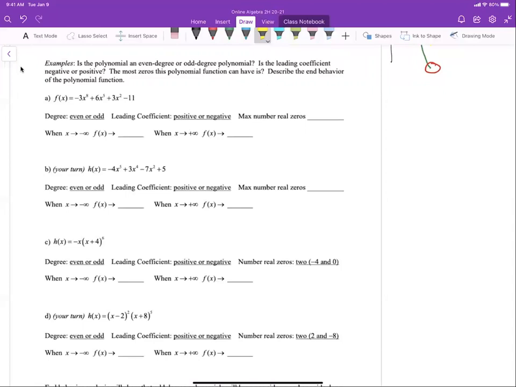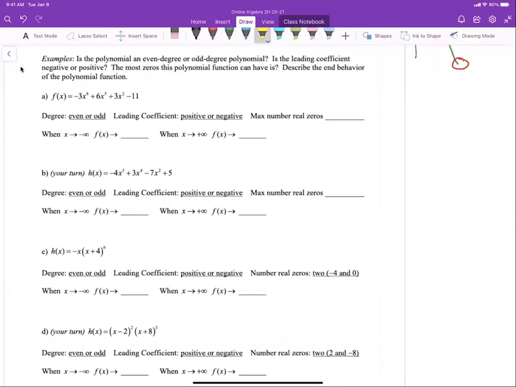The question is, is the degree even or odd? Since it's to the eighth power, 8 is even, so it is an even degree, okay? Is the leading coefficient positive or negative? Well, since the leading coefficient is -3, it is negative. Okay, what is the max number of real zeros? The max number of real zeros is the max exponent, which is 8.